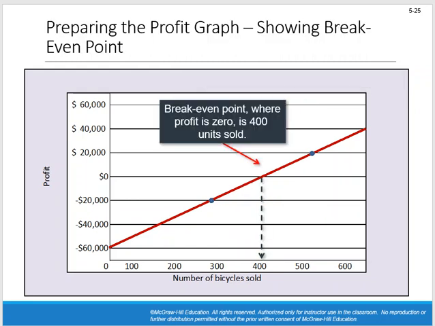There we are at break even. At 400 units, we're at 0. But what's important to see is that below 400 units, our profit is negative. It's below the 0 line.